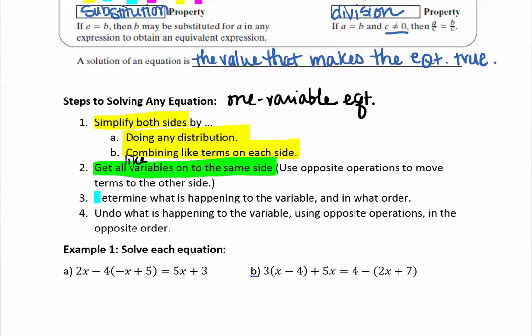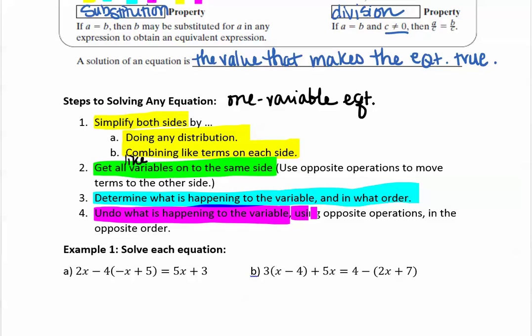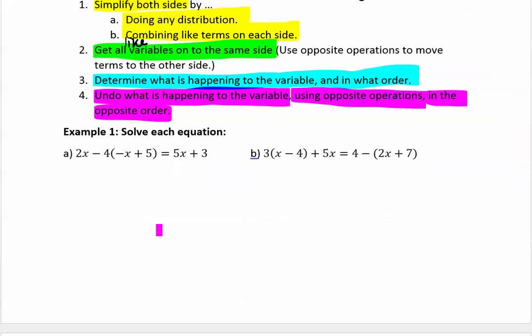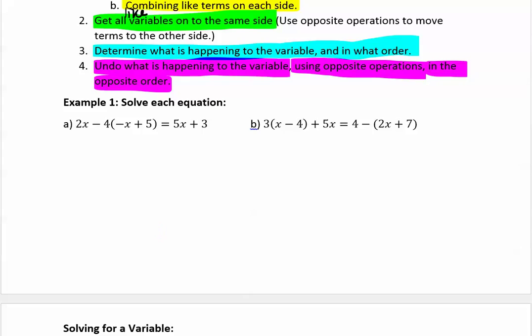After you've done that, you want to determine what is happening to the variable and in what order. This is a little weird. I'll show you and it'll explain it. Next, undo what is happening to the variable using opposite operations in the opposite order. Okay, you'll see. All right, I got two equations I'm going to show you. They're not super simple because I wanted to show you all of the steps.